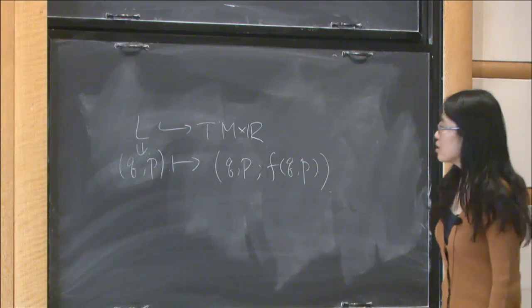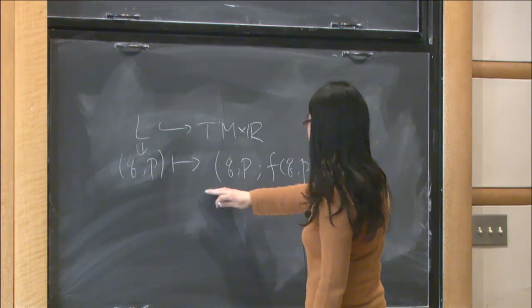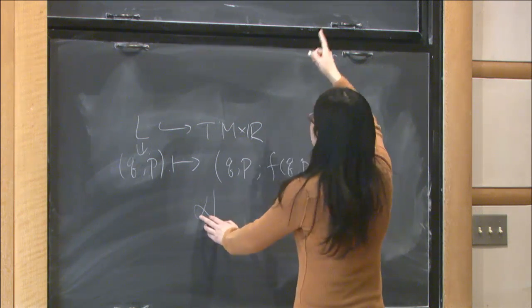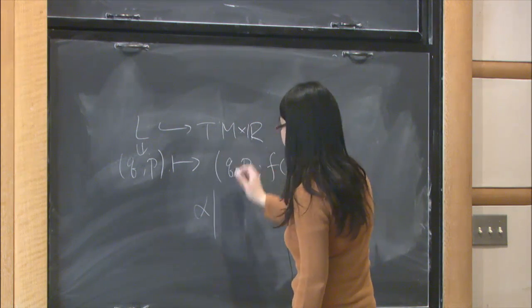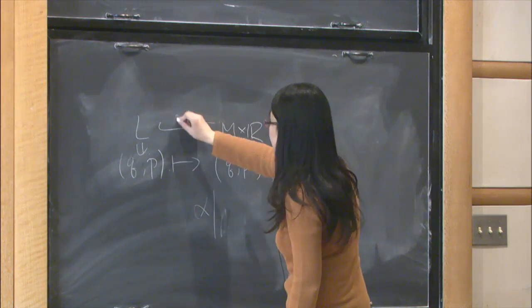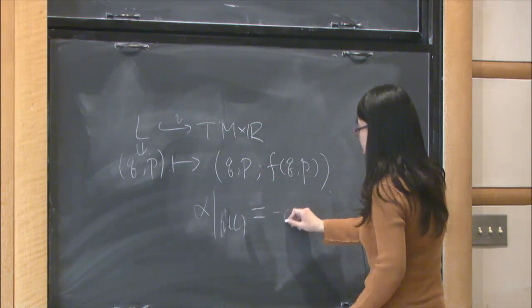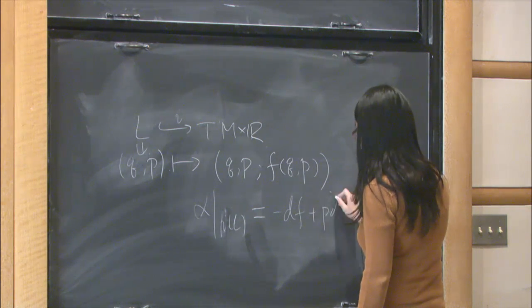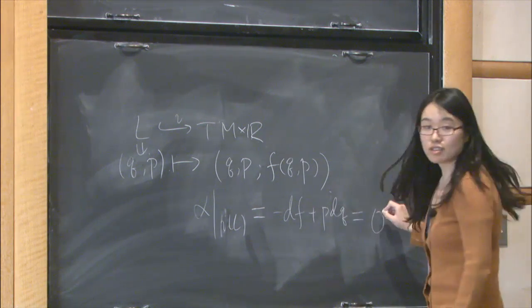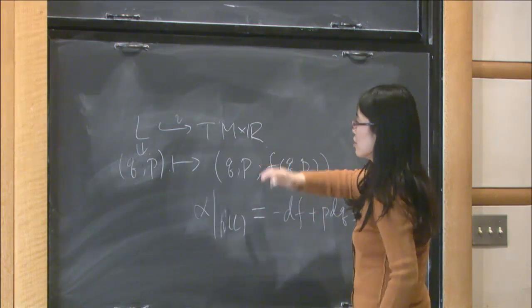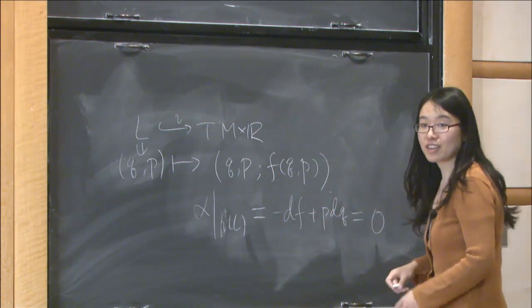So it's easy to show that this is a Lagrangian, because when you restrict alpha to this embedded image, this is negative df plus p dq. So then it's zero by assumption. And then it has the dimension of a Lagrangian, so it's a Lagrangian.